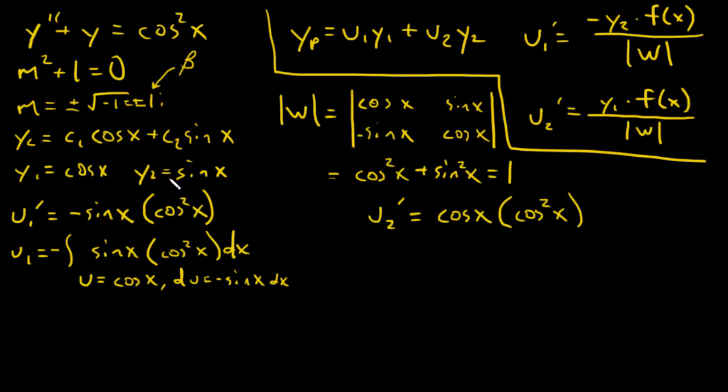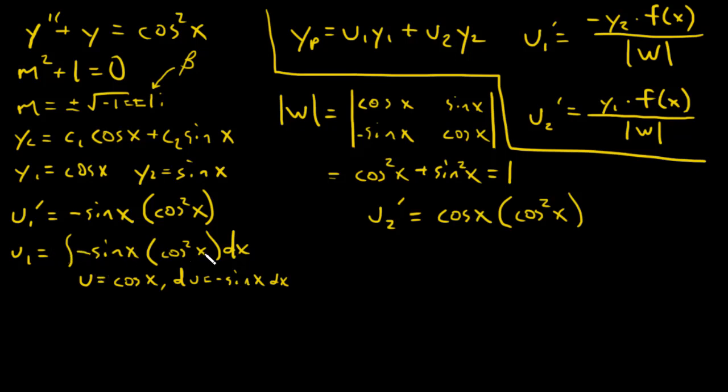So it's negative y2, so negative sine x times cosine. Yeah, that's right. I'm not going to take that negative out. I'm going to leave it in because I need it for my du. So let me put that back in there.